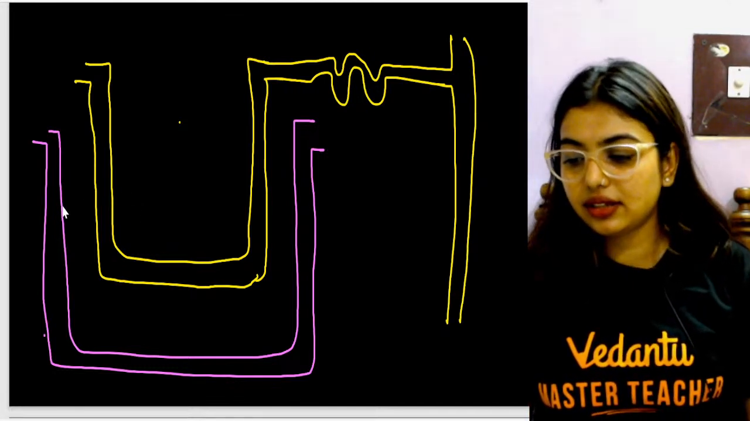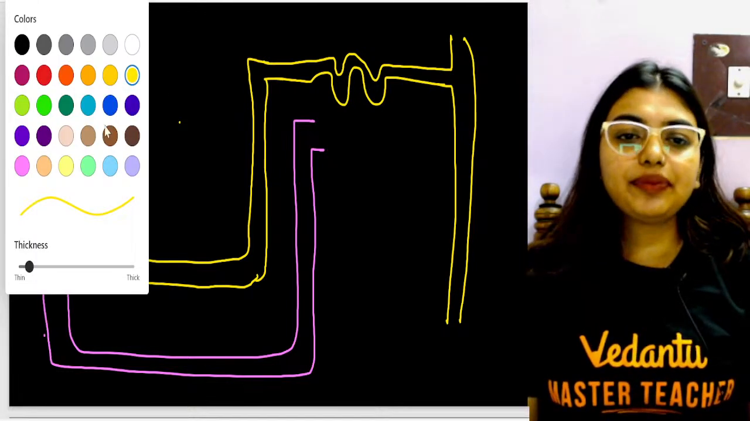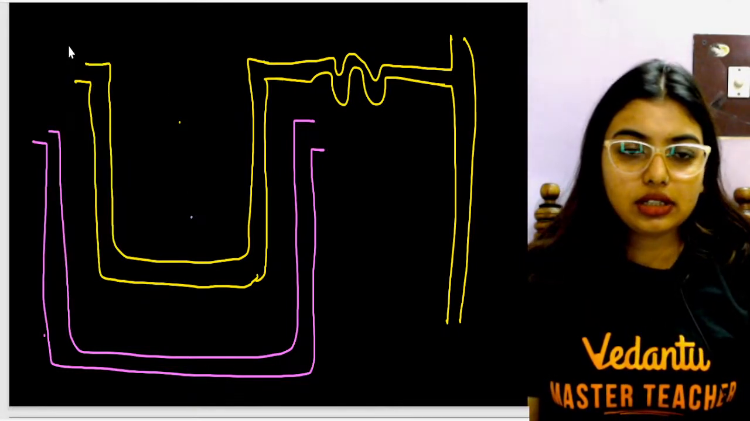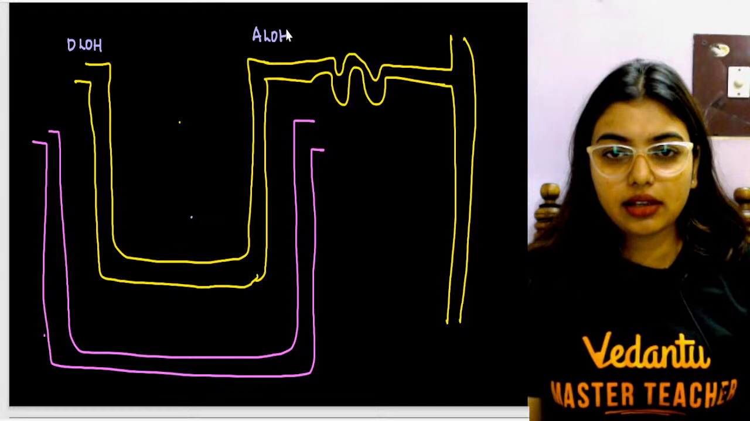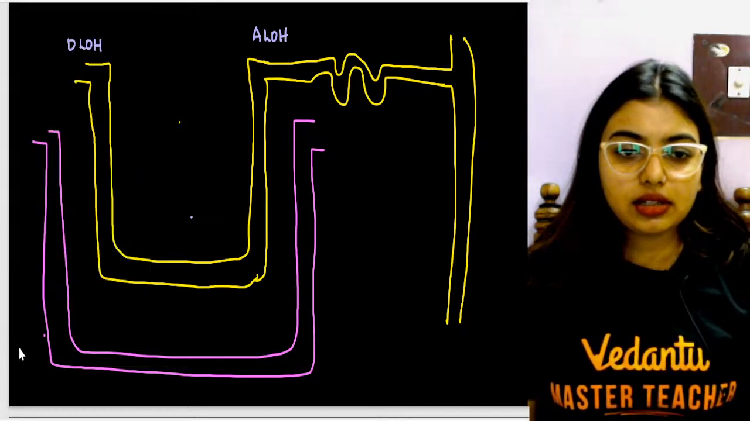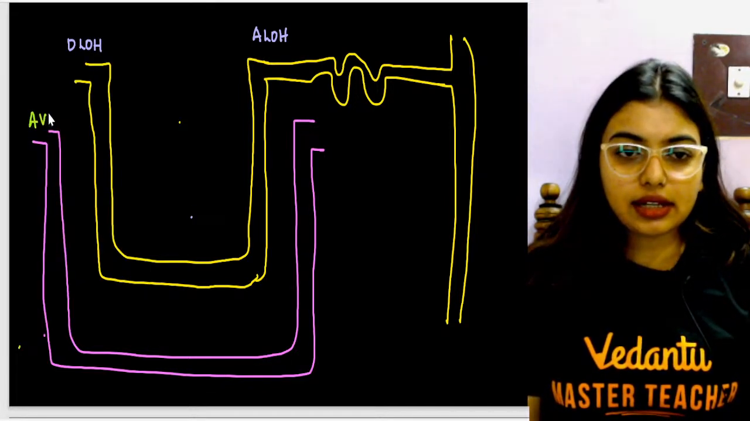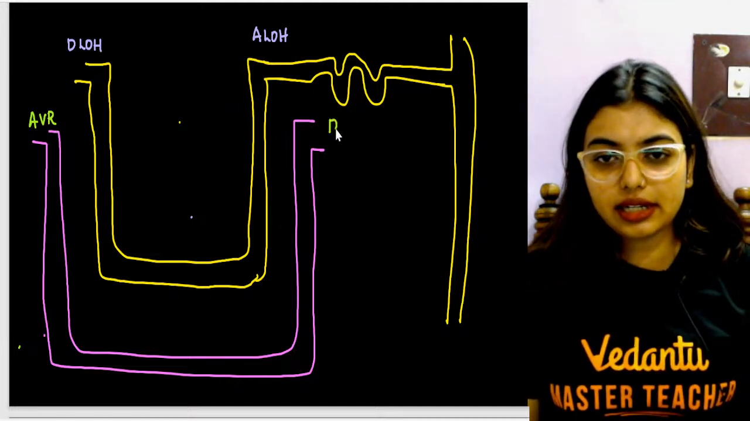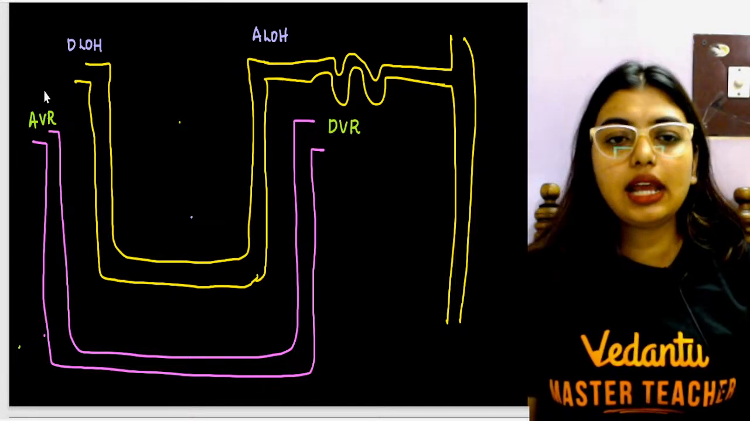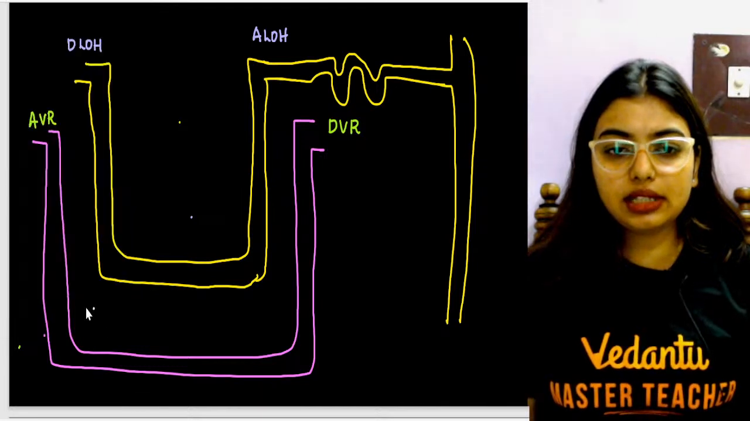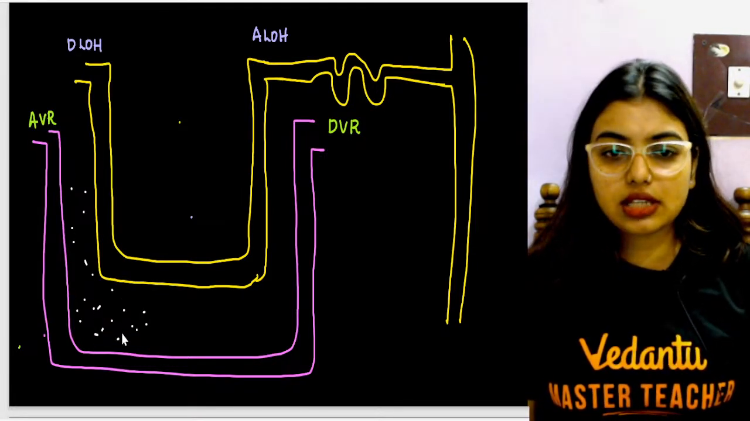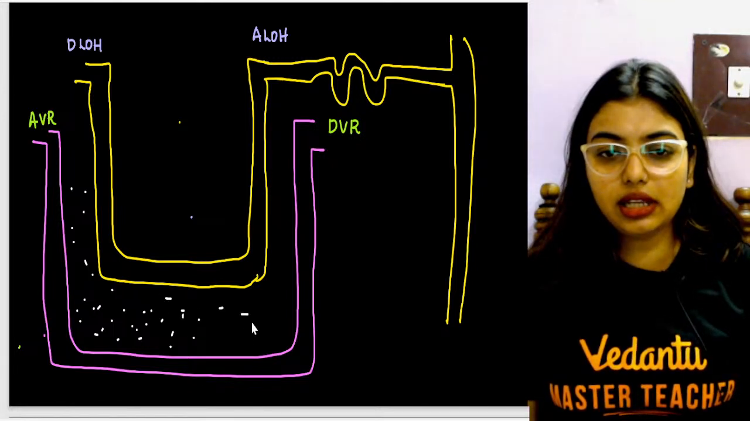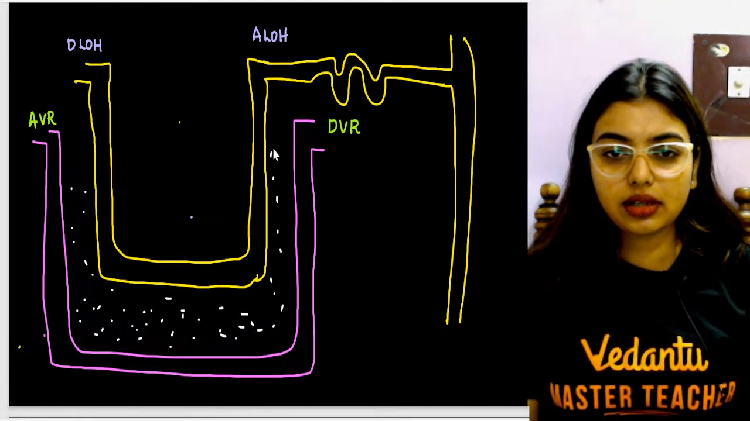Okay, fine. Now students, look here, what is going to happen? This is your descending loop of Henle. This is your ascending loop of Henle. This is going to be the ascending vasa recta, this is going to be the descending vasa recta. Correct? Now between these, this portion is called the medullary interstitium. This portion is going to be called the medullary interstitium.